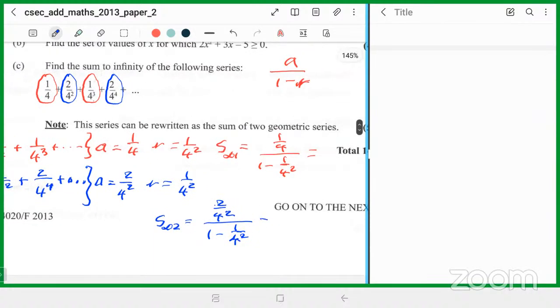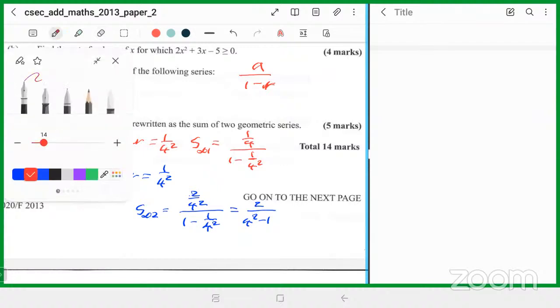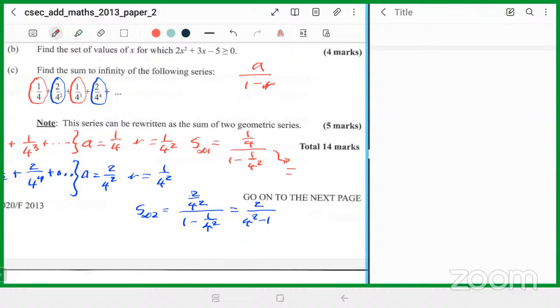And this one can be simplified quickly now. Multiply the numerator by 4 squared and the denominator by 4 squared. The numerator becomes 2 over 4 squared minus 1. That's what this denominator becomes, 4 squared minus 1. I can simplify this one as well by multiplying numerator and denominator by 4 squared. Remember what it becomes here. Multiply the numerator by 4 squared, we get 4 over, and multiplying the denominator by 4 squared, we get 4 squared minus 1.